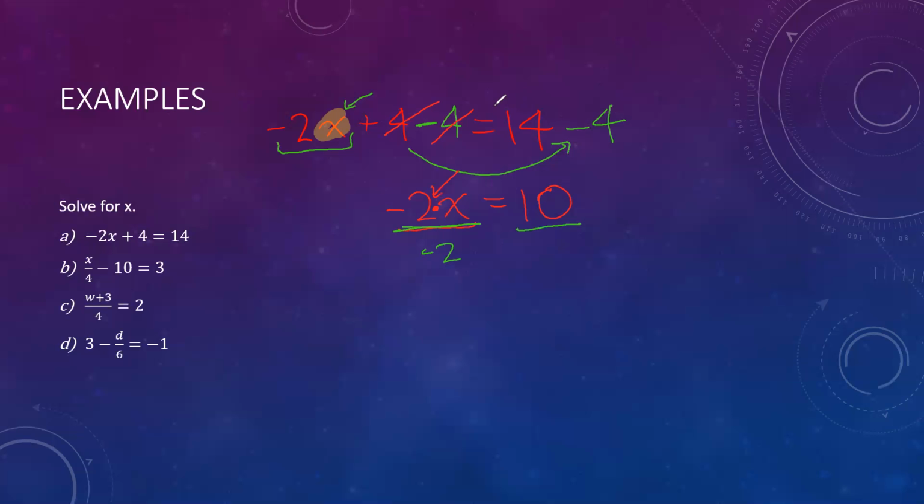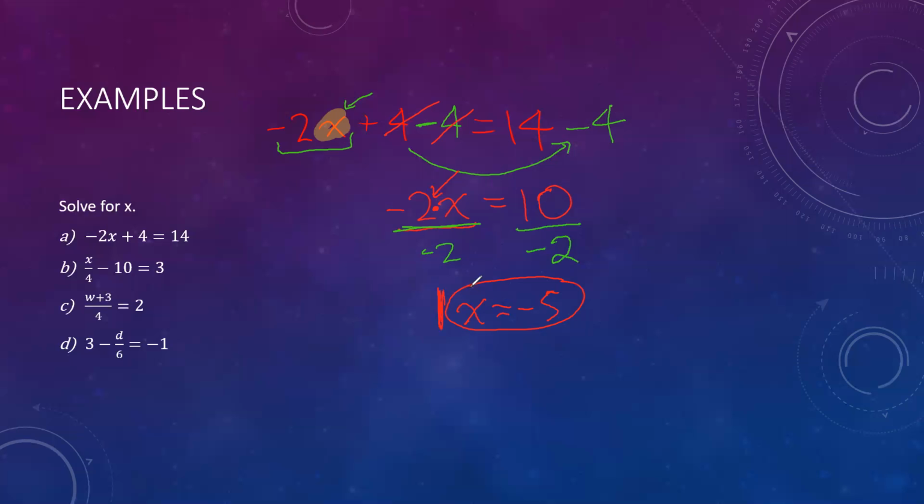And so the idea here is that I need to do it to the other side as well to be consistent. So I take negative 10 divided by negative 2, and that ends up giving me negative 5. So my answer is negative 5. Does that make sense so far? Hopefully it does. I see here that negative 2 divided by negative 2 gives me positive 1, and that's really what I wanted to do.